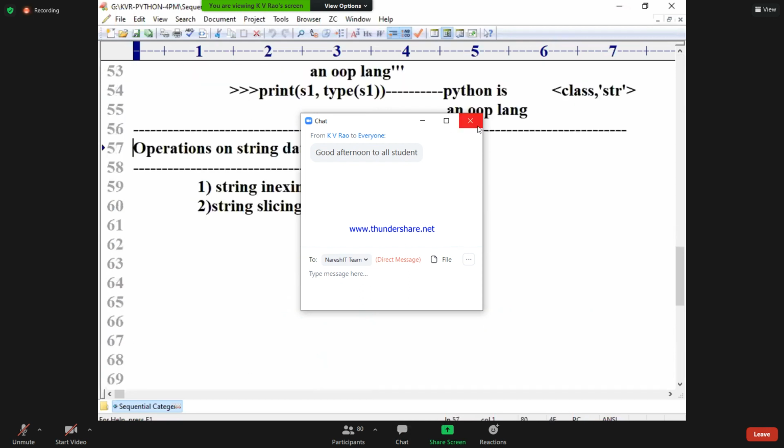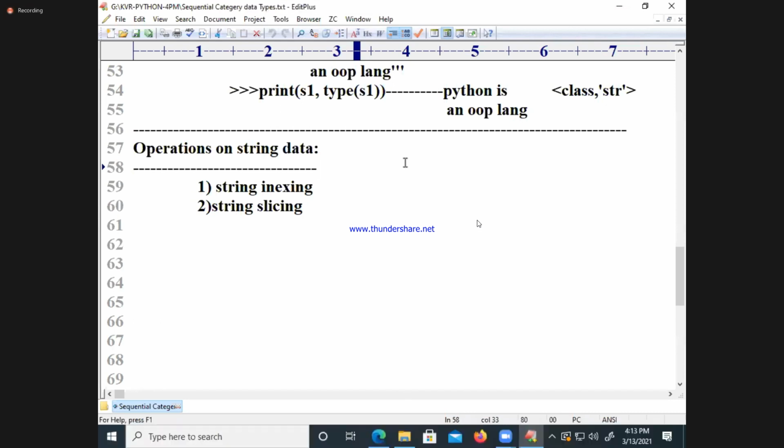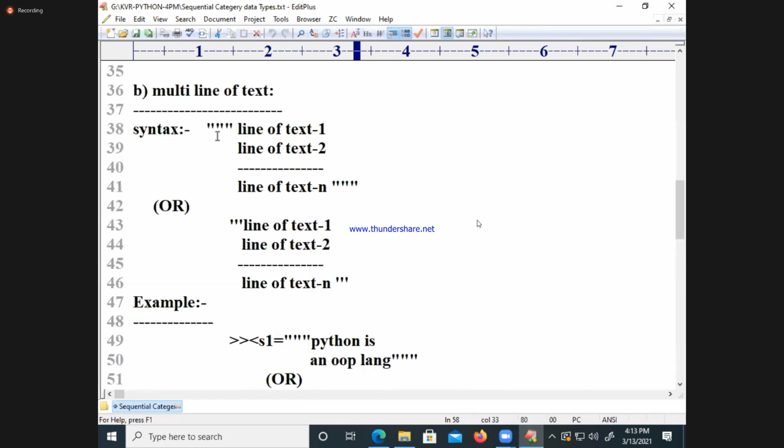Then we are going for applying what? Operations on string data. In how many ways can we organize the string data? Two ways. Number 1, single line text, number 2, multi-line text. Single line text can be organized in how many ways? Two ways: single quotes and double quotes. Multi-line text can be organized in two ways: triple double quotes and triple single quotes. We already did the syntaxes.